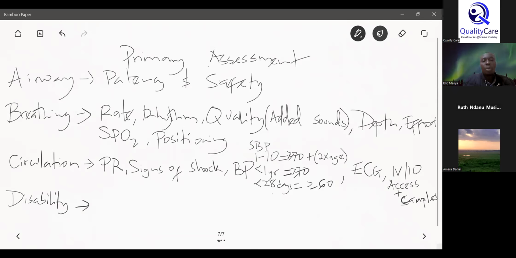Here, we want to identify the GCS of the patient or the AVPU. And we are saying the GCS is usually modified. The GCS is usually slightly modified in the pediatric patient, particularly for the infant. Okay? So for the infant, what is the modification? Is the modification under eye opening?